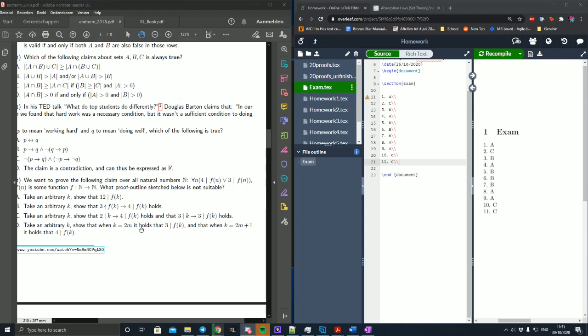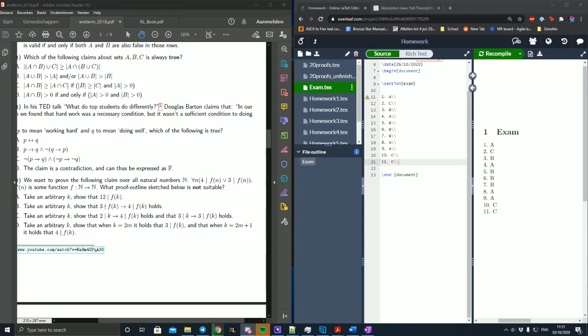Well, I mean, since k equals 2m, we know k is a natural number. Therefore, 2m is also a natural number. Yeah, I guess that's true. No, not necessarily, because it could be that m is 2.5, and in that case we can have this case. But I guess we can assume we know what they meant.